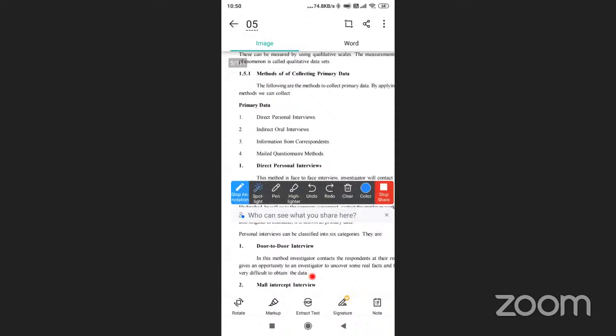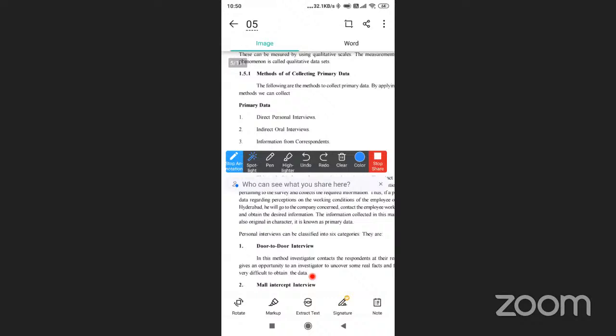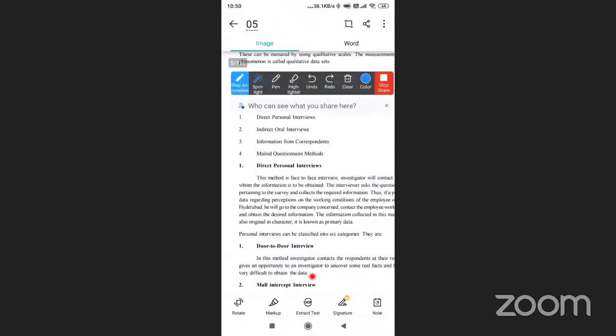Methods of collecting primary data. The following are the methods to collect primary data. By applying various methods we can collect it. Number 1, direct personal interviews, indirect oral interviews, information from correspondents, mailed questionnaire methods. Door-to-door interview, direct personal interview.